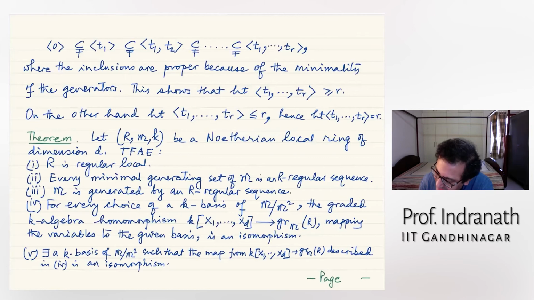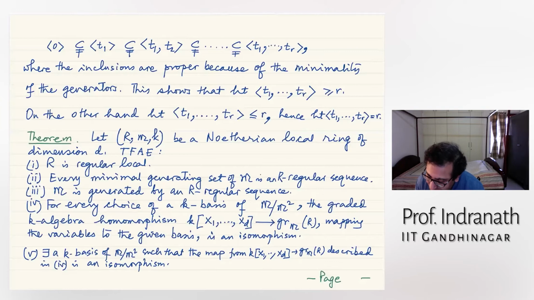Every minimal generating set of M is an R regular sequence. M is generated by an R regular sequence, that is condition 3. And for every choice of a k basis of m mod m square, the graded k algebra homomorphism, you know what this is, we have already discussed this, quickly defined it in my previous lecture, mapping the variables to the given basis. There are d of them, because this is a d-dimensional Noetherian local ring. So if you map these variables to this basis, then this is an isomorphism.